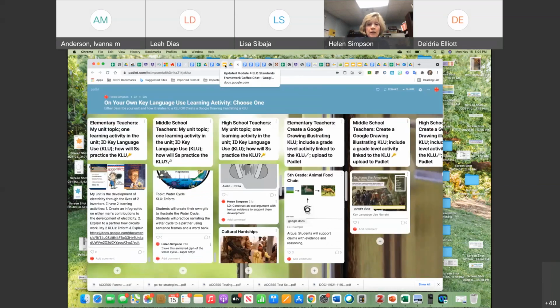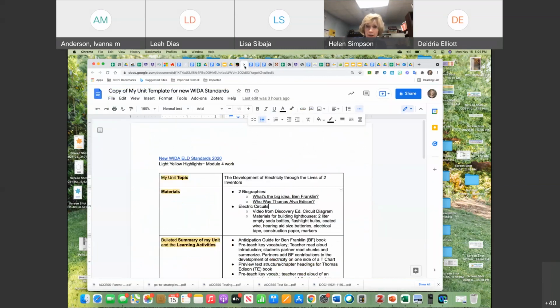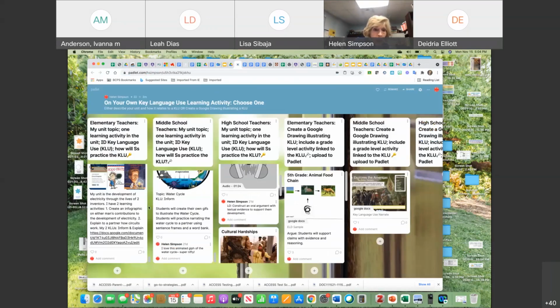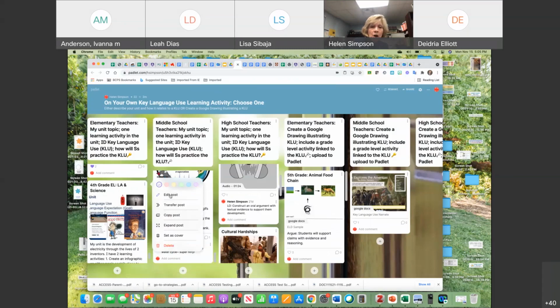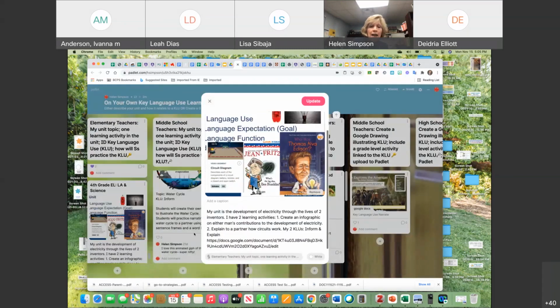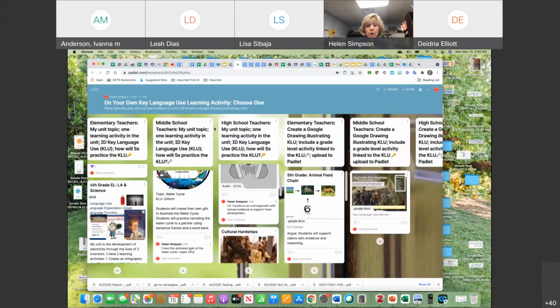There's our Padlet. Once you have completed the template, you're just going to copy the URL address, and then go back to the Padlet. If you'll notice, you have to edit in order to add it back to the Padlet. So I'm going to click on those three buttons, edit post, and you'll see that I came down here and simply pasted the URL that will take me to that template of my unit. So that's what I would like for you to do.